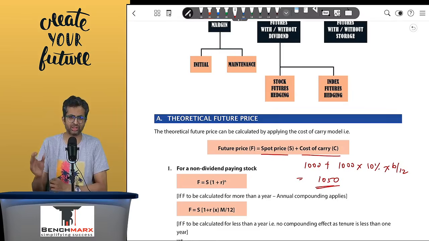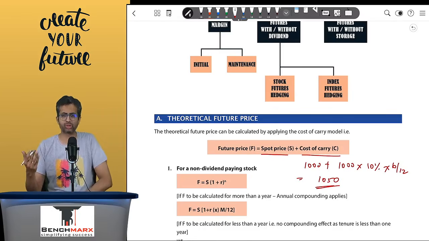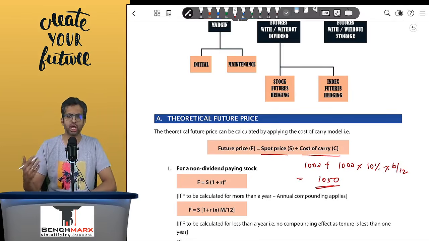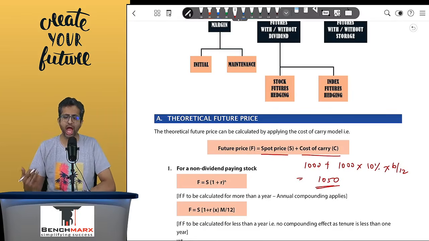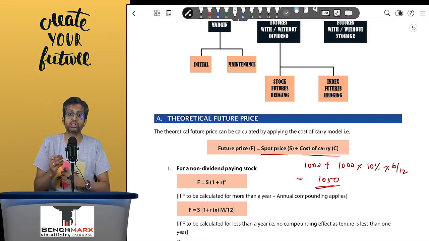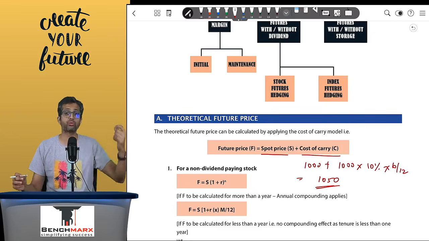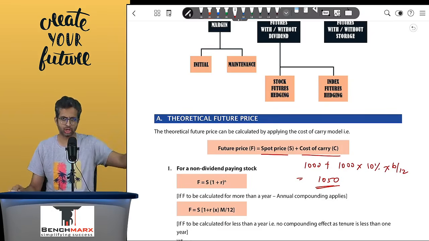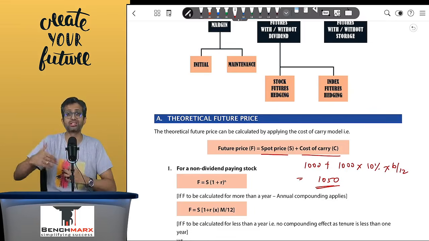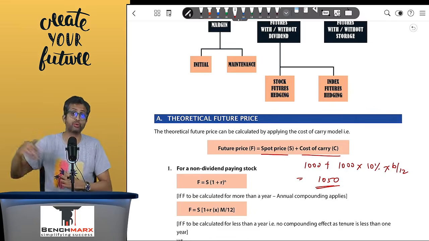The only challenge that I can foresee in such simple situations is in case there is dividend. So shares usually give you dividend, and if they give you dividend, the dividend is received by the spot holder, but it is not received by the future holder. So if you are trying to find the value of future contract, remember the spot price today is the present value of all the future cash flows, that is all the future dividends.